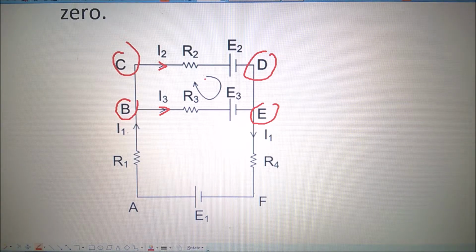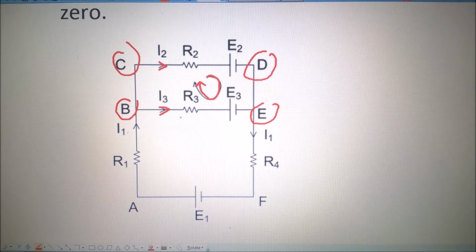And for I2 and I3, we have chosen the direction of the current in that branch. In this closed path, we have chosen a clockwise direction. That is also not mandatory; you can take anti-clockwise also. After choosing the direction of the current in the branch and in the closed path, you also choose a direction.